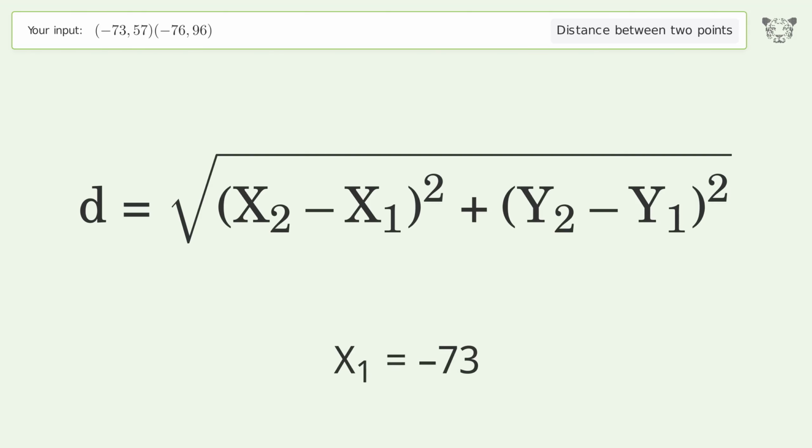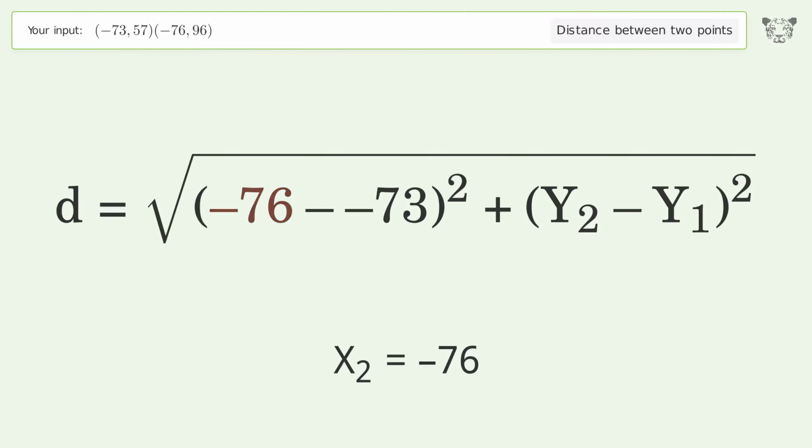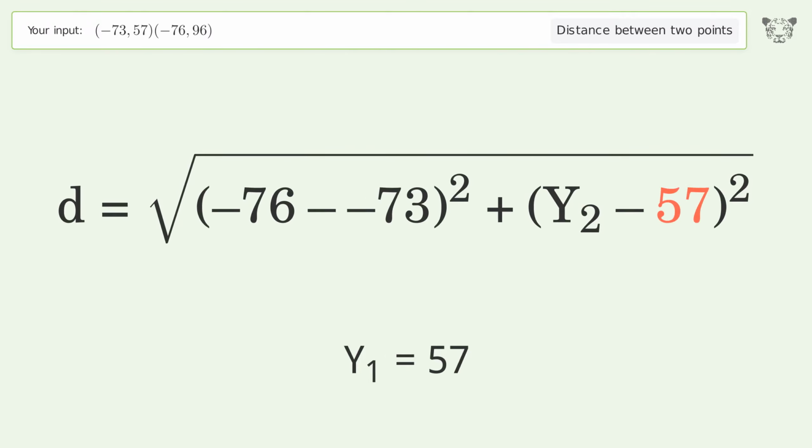x1 equals -73. x2 equals -76. y1 equals 57. y2 equals 96.